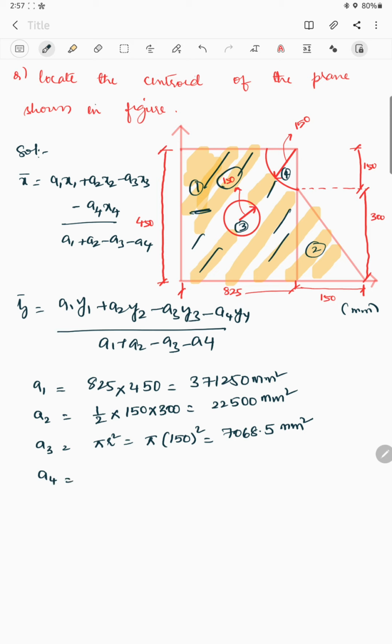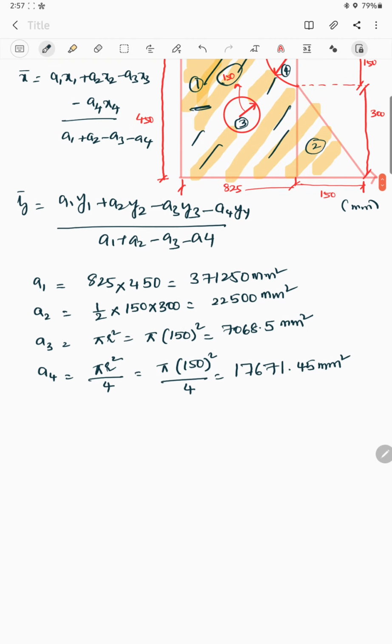Then we have a4. What is the area of a quarter circle? That is nothing but pi r square by 4. So pi into 150 whole square divided by 4, which is equal to 17671.45 mm square. So this is the area of all the figures.